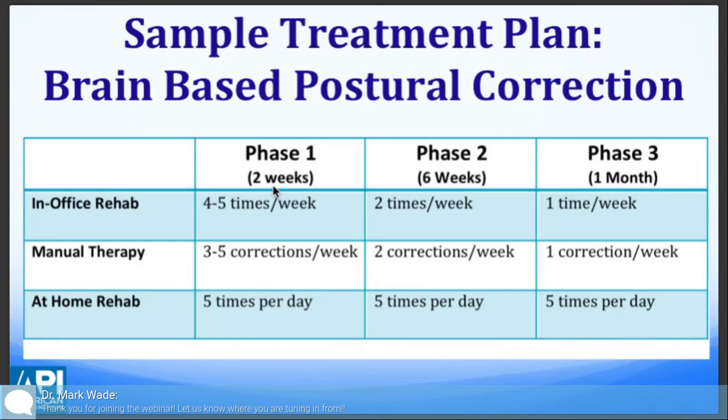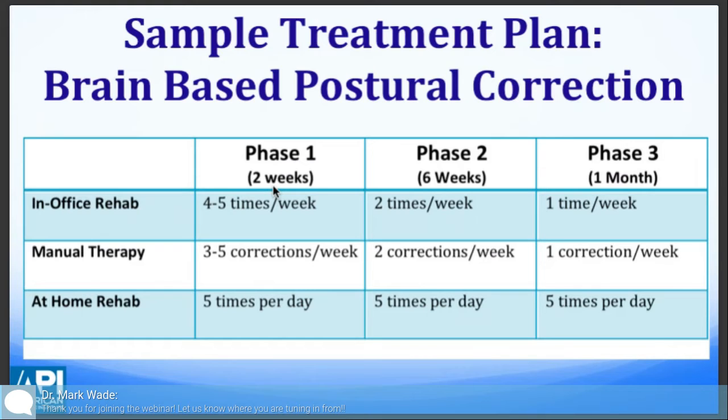Okay, so here's a sample treatment plan in terms of in-office rehabilitation, manual therapy such as manipulation, massage, acupuncture, osteopathy, and then of course at-home rehabilitation. So we generally do a 12-week brain-based postural correction plan. Now this is again going to vary among certain patients, but overall the average is going to be 12 weeks.